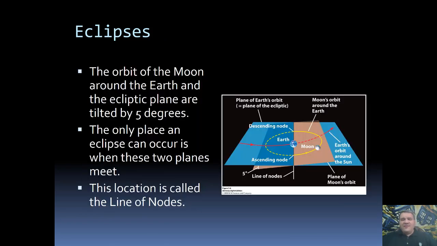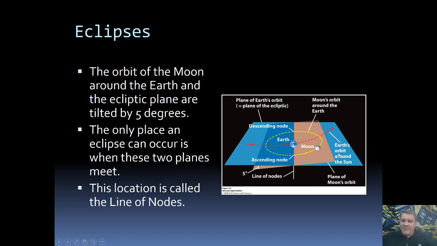Now, we mentioned that we can get the right alignment during full moon for a lunar eclipse and new moon for a solar eclipse. However, you've probably noticed that we don't have an eclipse every full moon and every new moon. This is because the orbit of the moon is tilted compared to the orbit of the Earth around the Sun.